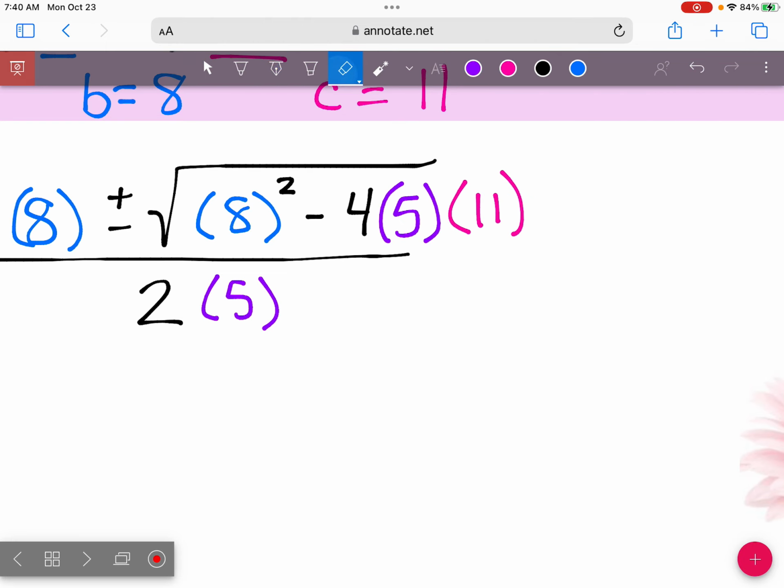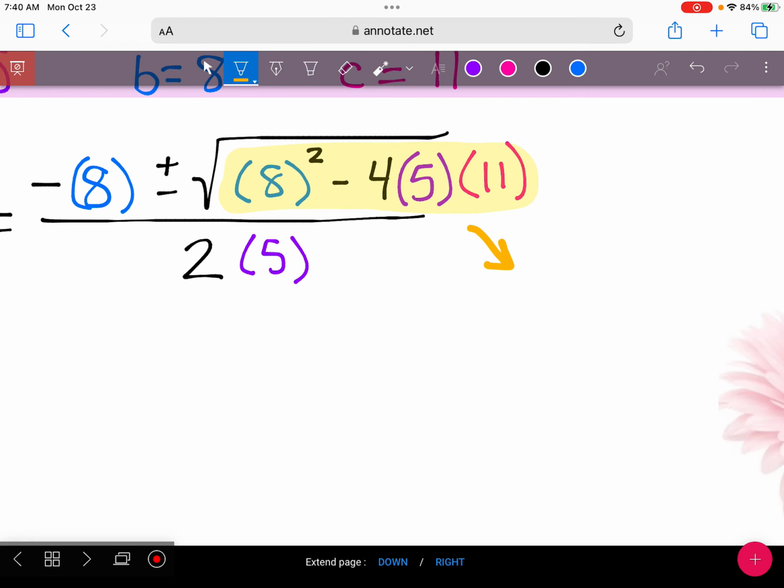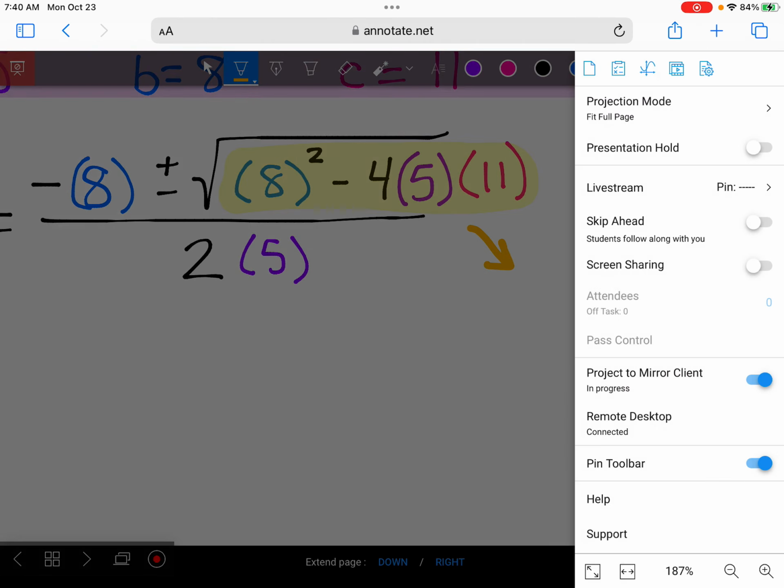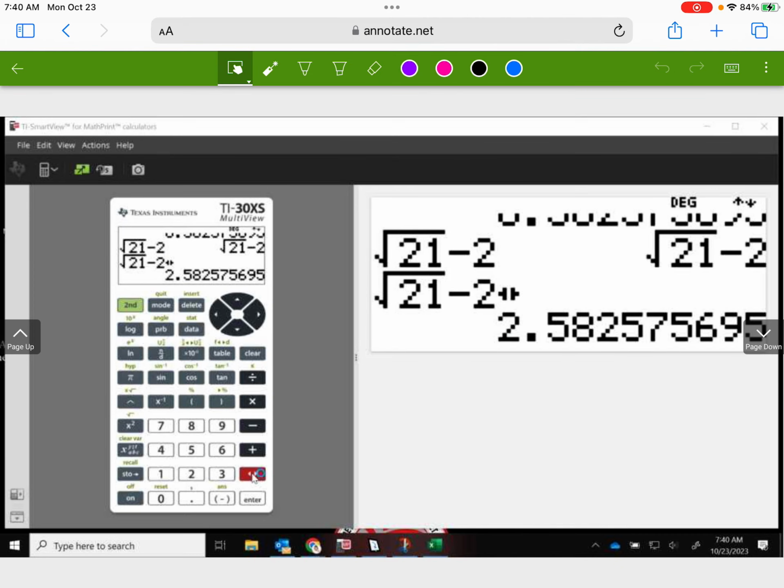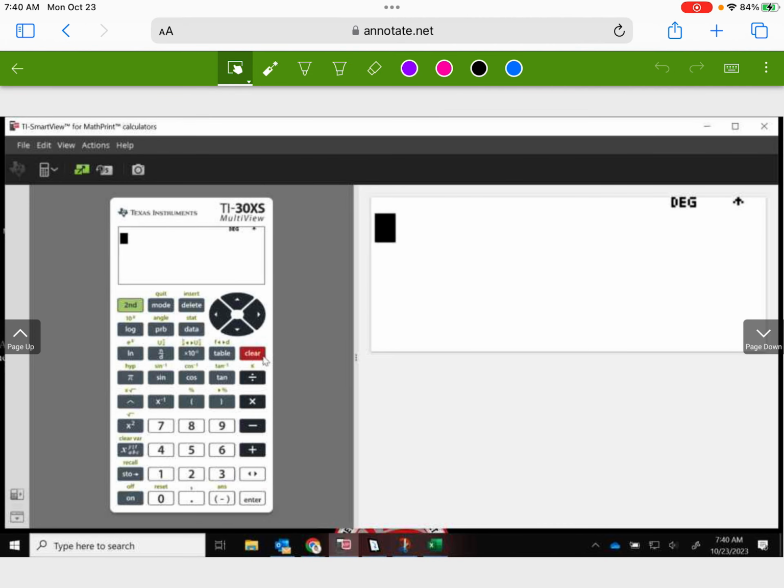So then what we're going to do is we are going to simplify this piece. I'm going to take this chunk and type it into my calculator. The piece under the radical, that is the part we want to simplify first. That is, again, called the discriminant. But we're not going to go super deep into the discriminant and what it can tell us. We're just going to type it in.